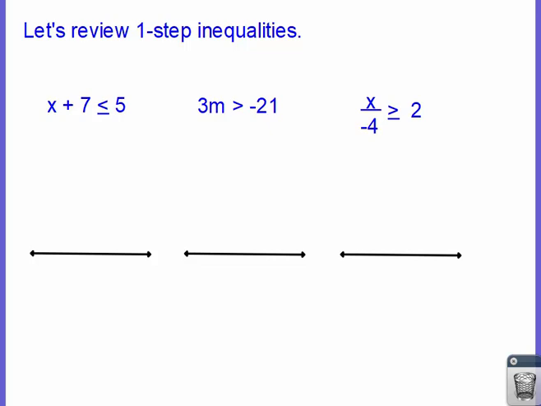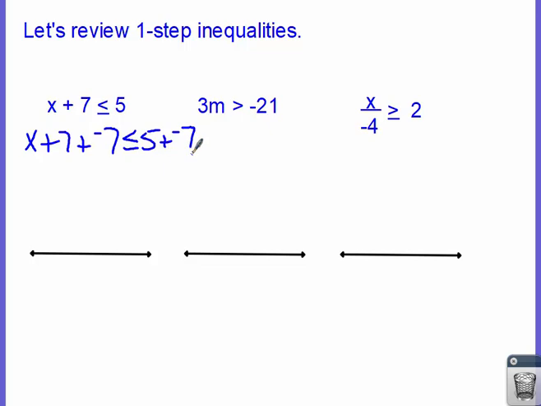We know that in order to solve an inequality, we do it exactly like we solved an equation. Our job is still to get this variable by itself, so I need to move anything that's with the variable to the other side. And how do I move anything with addition and subtraction? I add its opposite. So in this first example, we're going to do x plus 7 plus negative 7 is less than or equal to 5 plus negative 7.